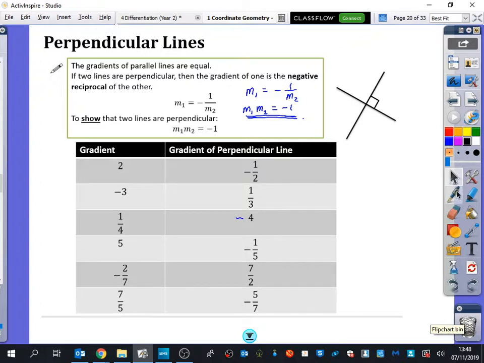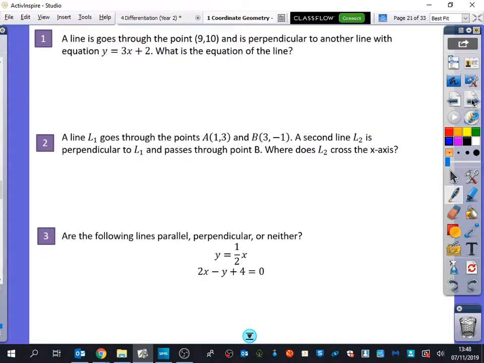Notice how if you multiplied any of these pairs together, the answer that you should get is -1. Because they're all perpendicular, you should get -1. So we're going to do 3 questions here that I'm going to do, and then you're going to try a couple of them, and then we'll do a little bit of practice on these and perhaps a little bit more as homework.